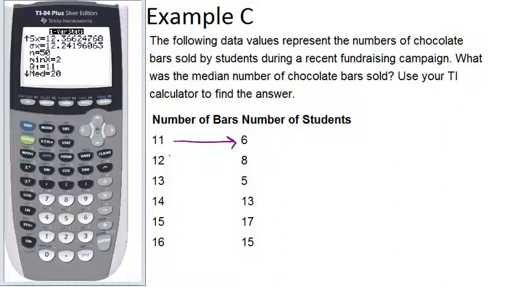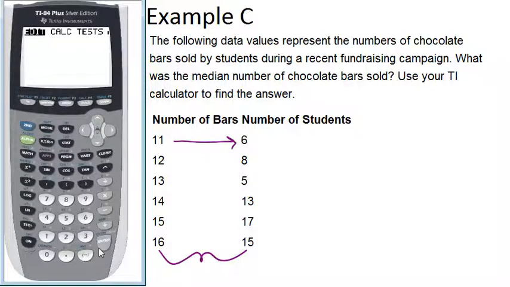But there's another way that uses two lists that essentially copies this exact table, and the calculator can still figure out the median. So we're going to do it that way just to see what that would look like. So go back into Stat, Edit, and clear out list 1. And this time in list 1, we'll just put in 11 through 16. And then in list 2, we'll put in the numbers of students, 6, 8, 5, and so on.